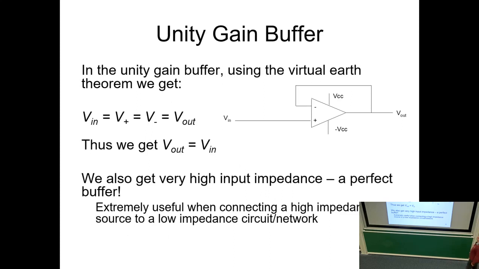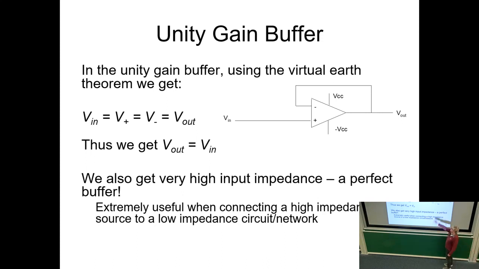Right. So we can analyze this with the virtual earth theorem, and it becomes incredibly trivial. V in equals V plus equals V minus, because that's the virtual earth theorem, which if you follow it round is equal to V out. V out equals V in. Doesn't get any easier than that, does it? Or does it? You don't know. You're hoping it does.